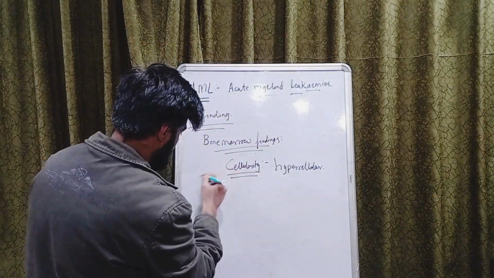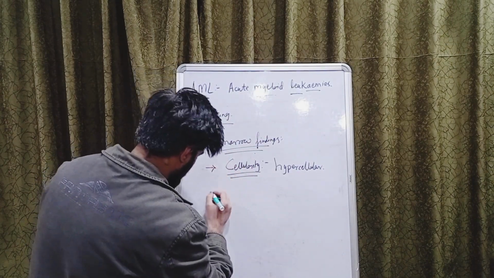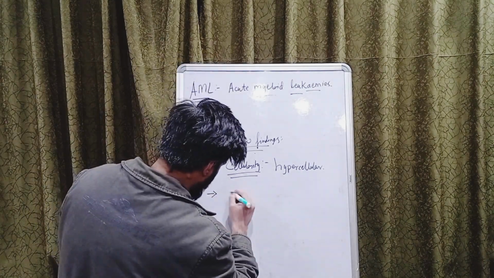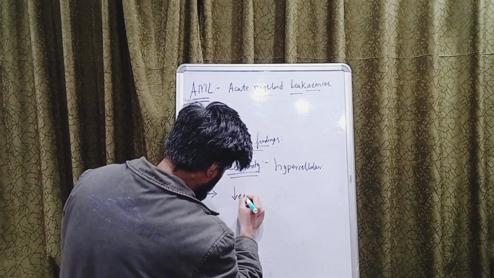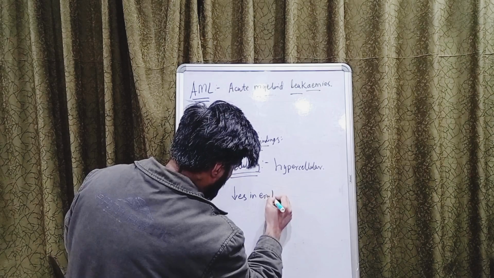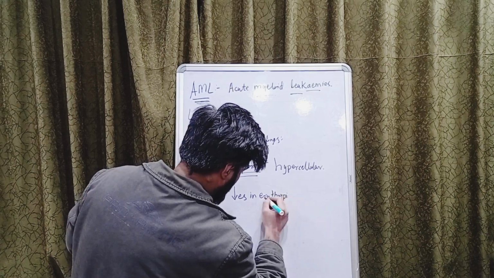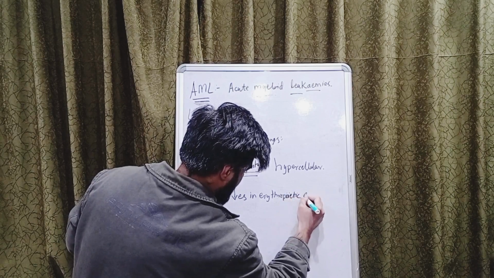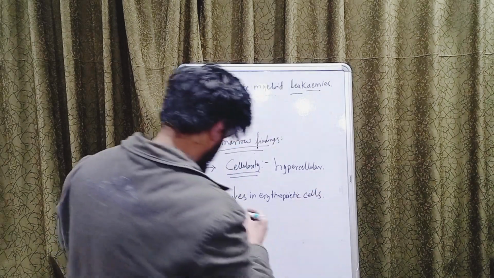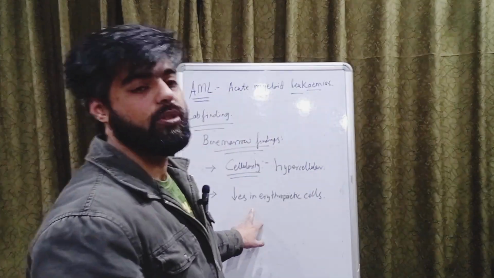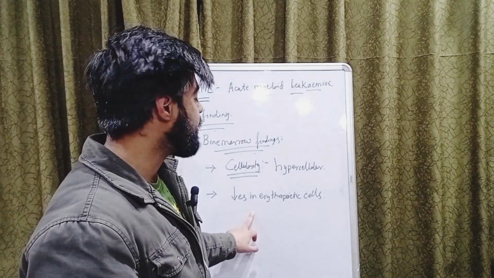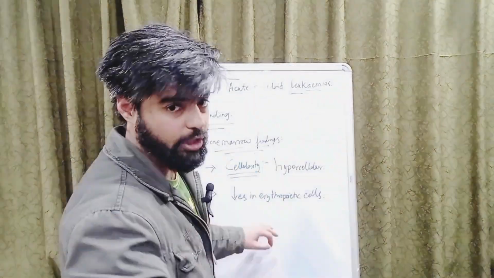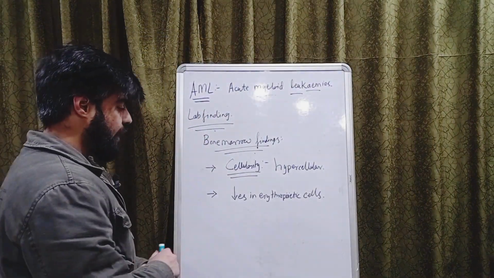Okay. Next point. You will see decrease in erythropoietic cells. That is the reason there will be less RBC. Less RBC produces anemia, and due to anemia, there will be DIC, that is disseminated intravascular coagulation. So, decrease in erythropoietic cells.